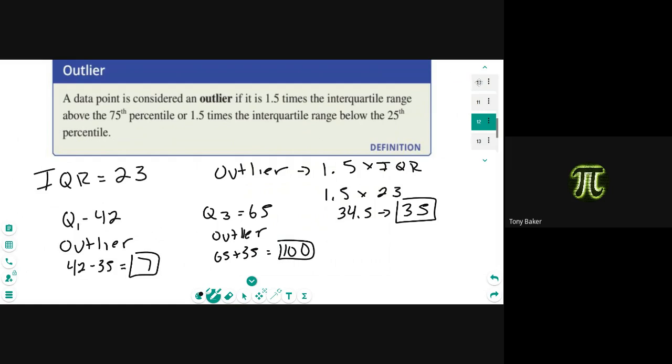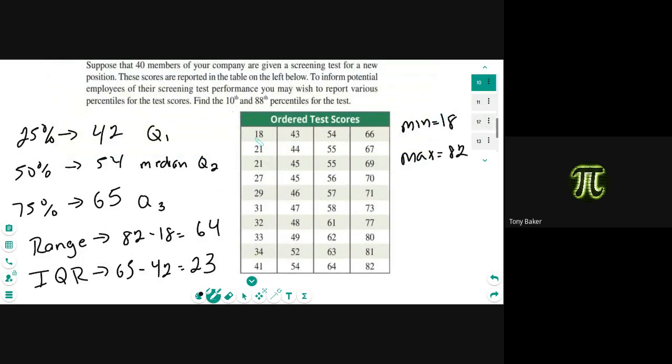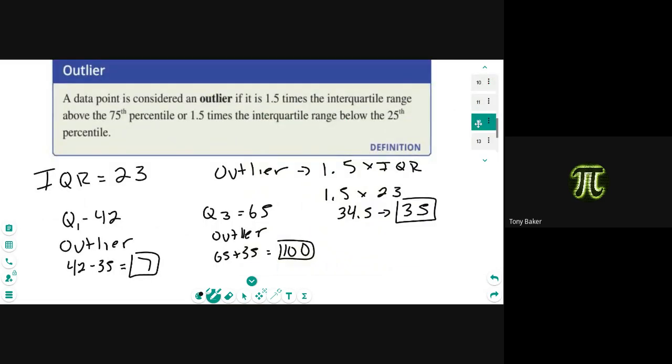So if we look back at these numbers, do I have any numbers that are 7 or less? No. Do I have any numbers 100 or greater? No. So I do not have any outliers in this information. So there's an actual definition for an outlier. It's 1.5 times the interquartile range above the 75th percentile, or 1.5 times below the 25th percentile.